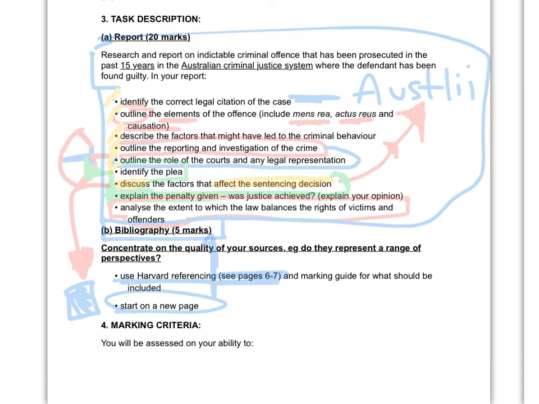Explain whether the penalty given was justice achieved. 5 years is a fairly long time. So you might want to say, yes, justice has been achieved, but then you analyse the extent to which the law balances the rights of victims and offenders. You could talk about what police officers have to go through, whether or not 5 years is a justifiable sentence, whether it should have been more or less depending on the circumstances, etc.